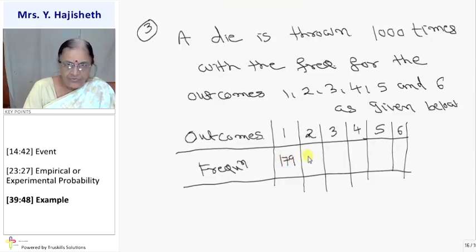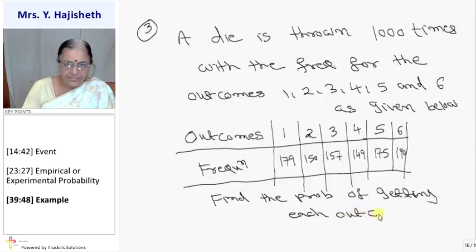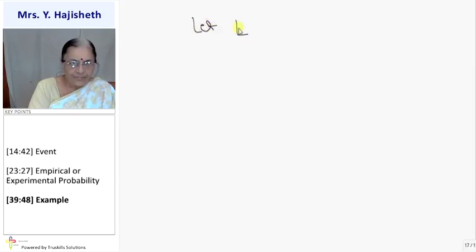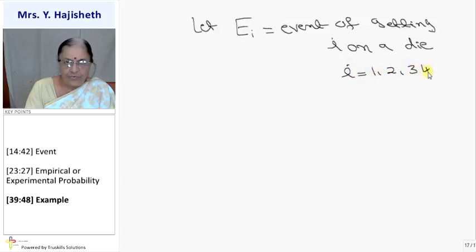Frequencies are given as 179, 150, 157, then 149, then 175 and 190. So find the probability of getting each outcome. So what will we do? Let Ei be the event of getting i on a die, where i is 1, 2, 3, 4, 5 or 6.